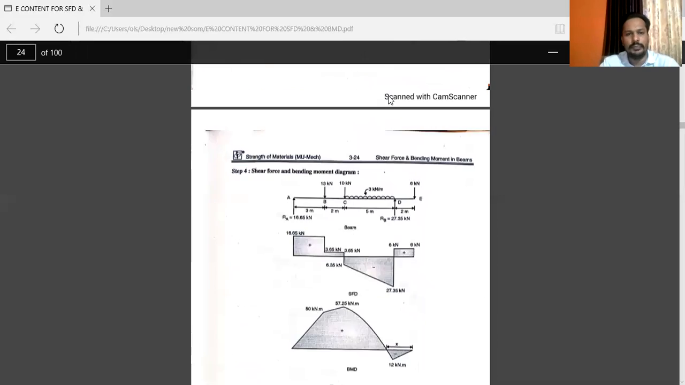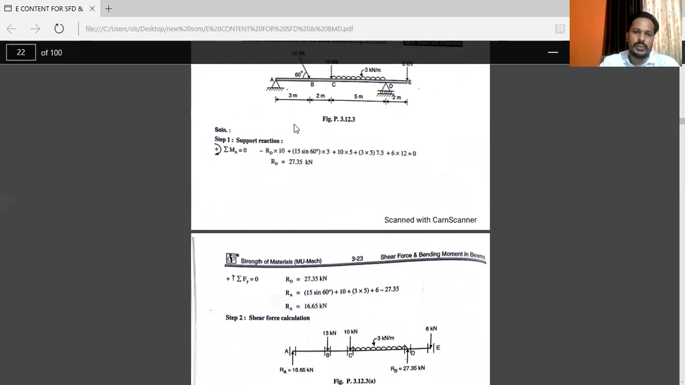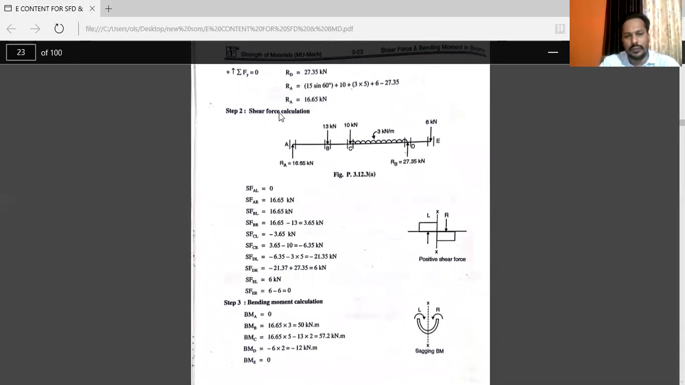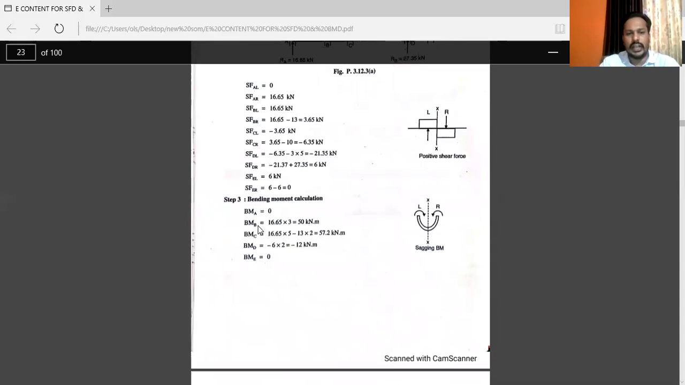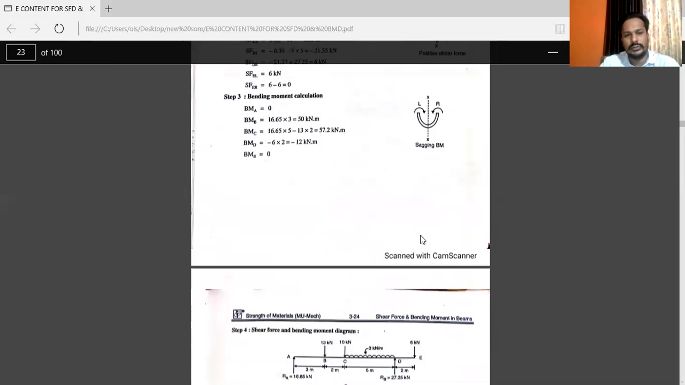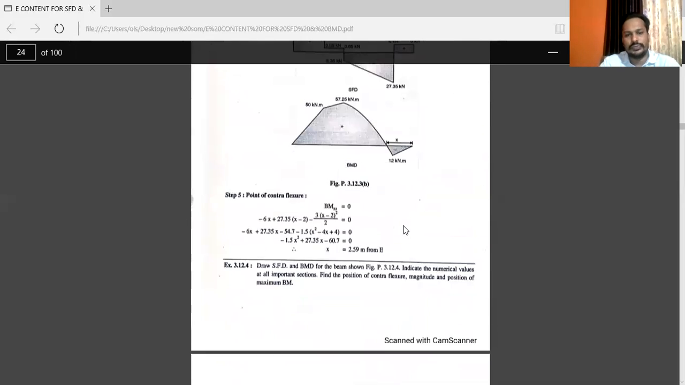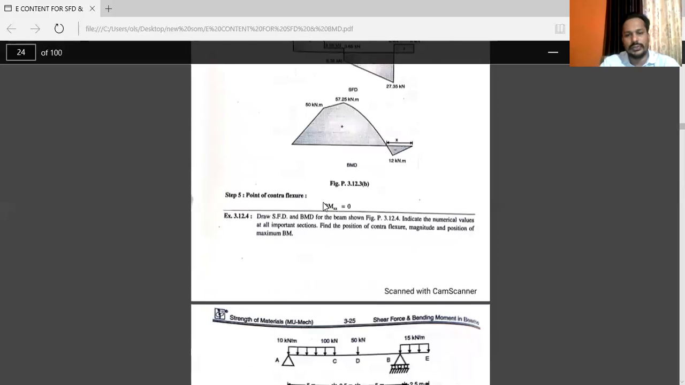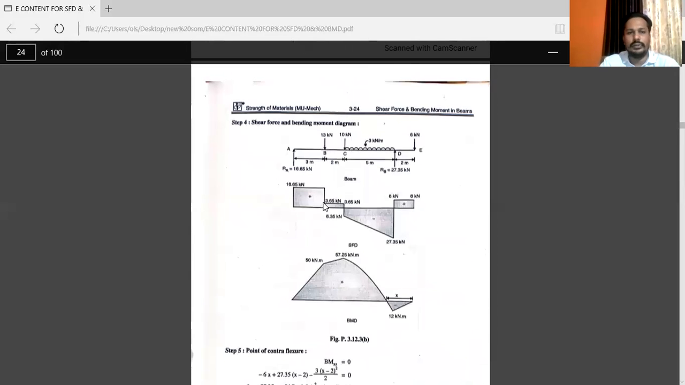So the first step is to calculate the support reaction, which you know how to calculate, then shear force for every point just to the left and just to the right. After that, bending moment. For bending moment, the concept is sagging and hogging. That concept is very important. And next, point of contraflexure. Here I have completed the important point, that is point of contraflexure also. In the next lecture, we will see another problem.